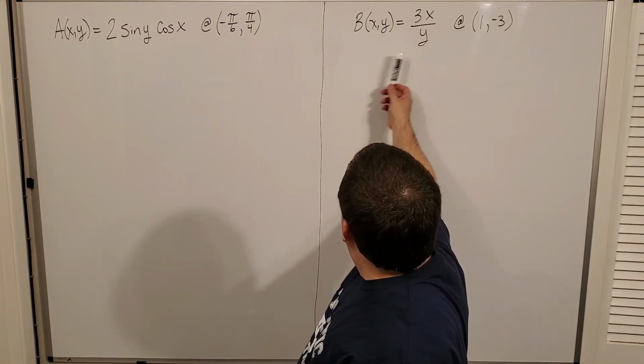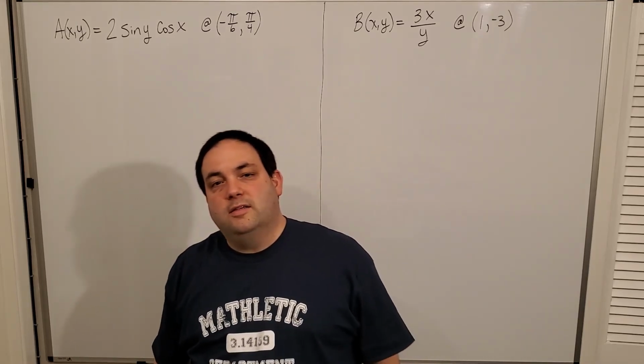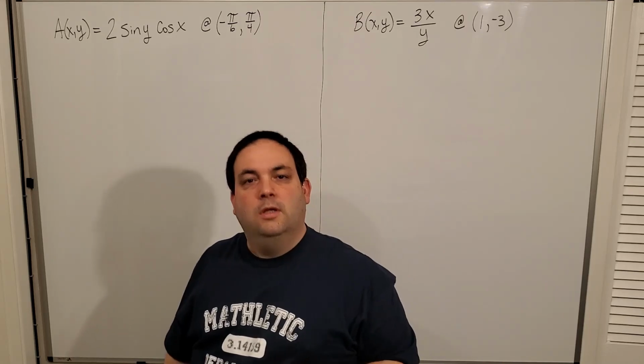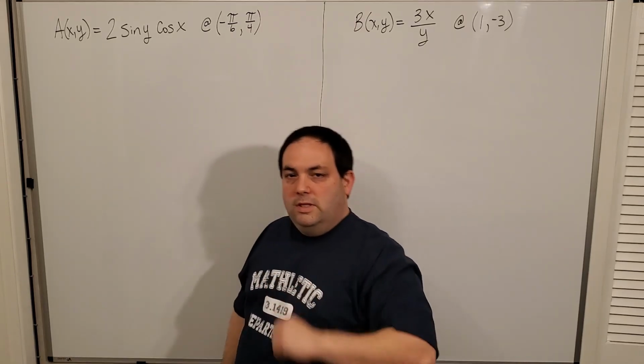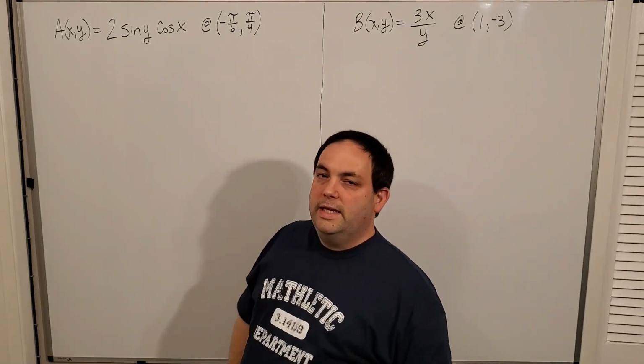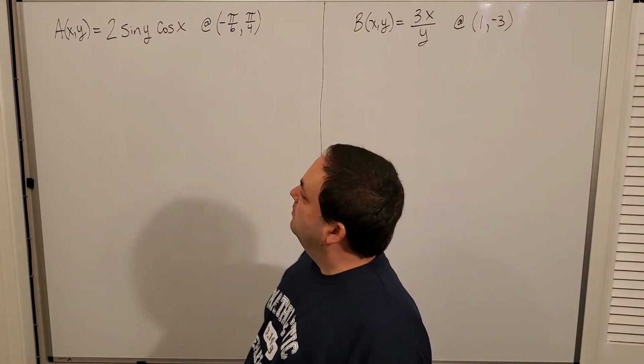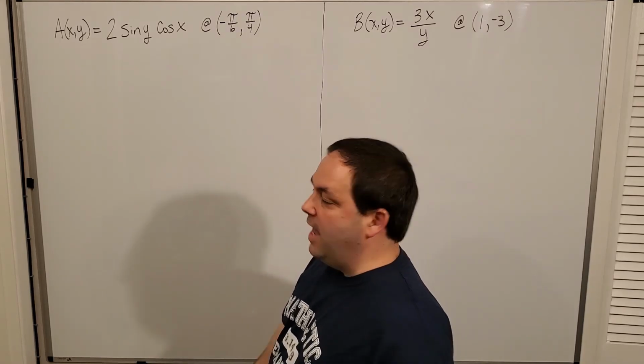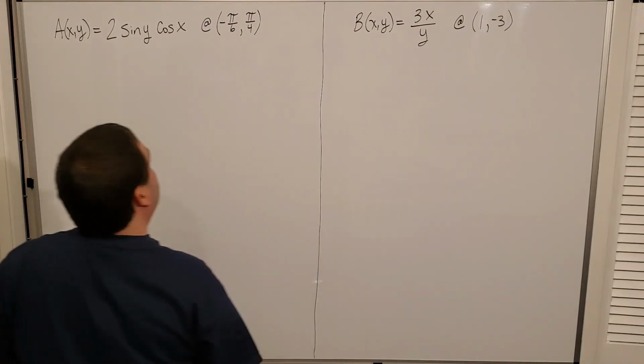And the b function over here, 3x over y, is another interesting twisted shape. It's fun to do. Okay, so let's go ahead and do our tangent plane and normal line here. To do our tangent plane, first of all, remember we want our z value, so let's do that first.